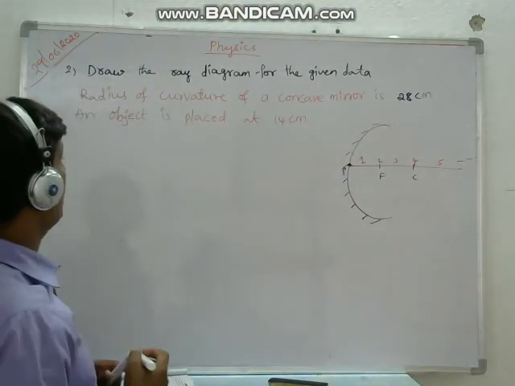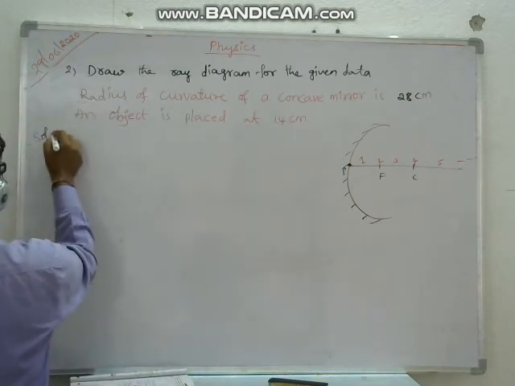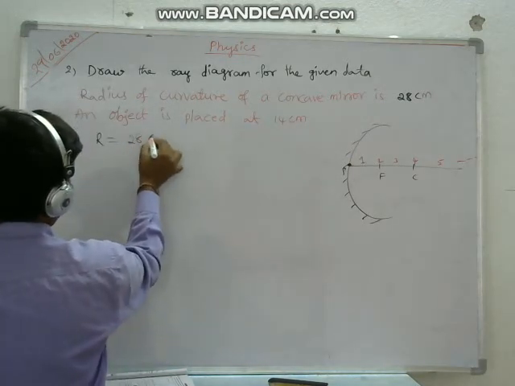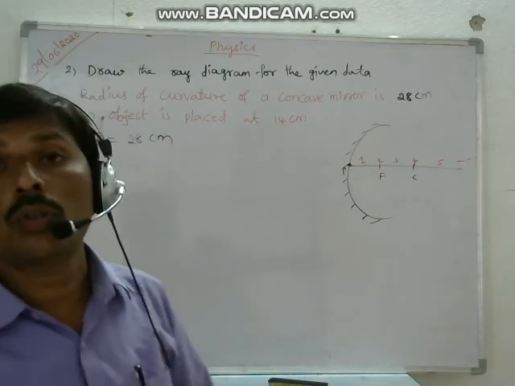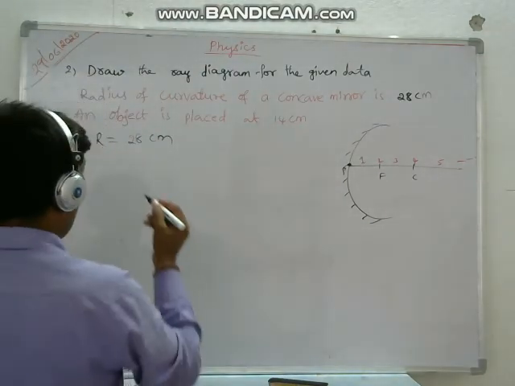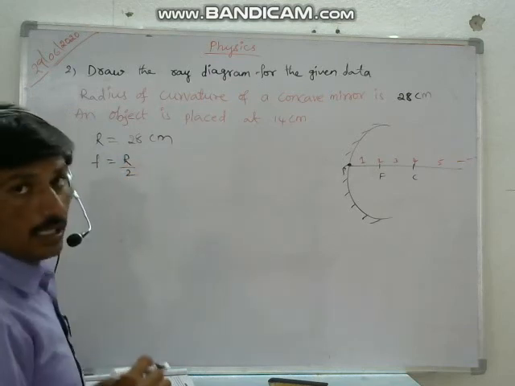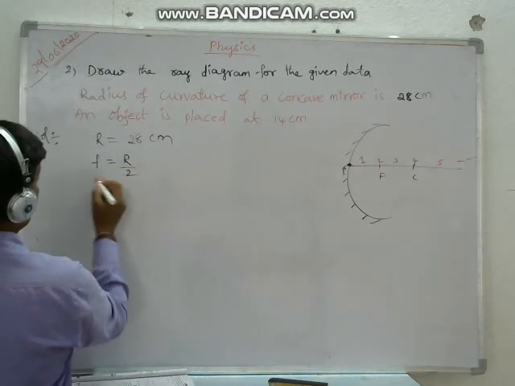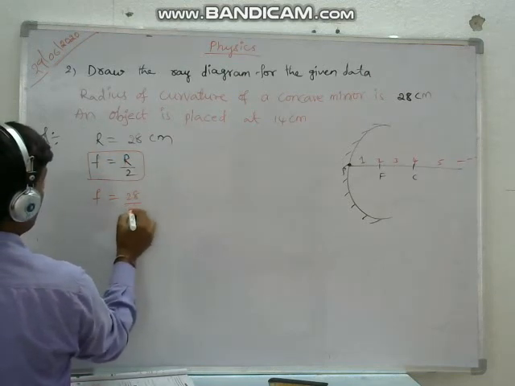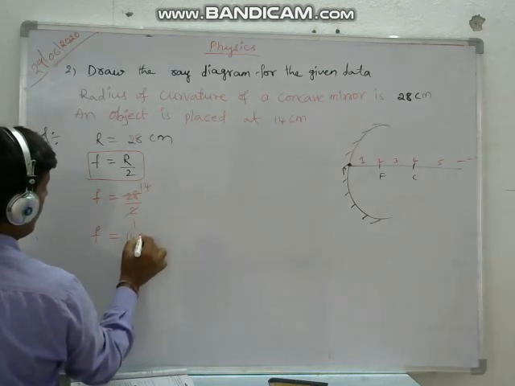Draw the ray diagram for the given data. Radius of curvature they given here. Radius of curvature for this mirror is 28 centimeter. So what we have to know? We have to know the focal length. We have a relation between the focal length and radius of curvature. That is F is equal to R by 2. So already we know the R. So from that, F is equal to 28 by 2. So 2 ones are 2, 2 14s are 28. So we got the focal length as 14 centimeter.